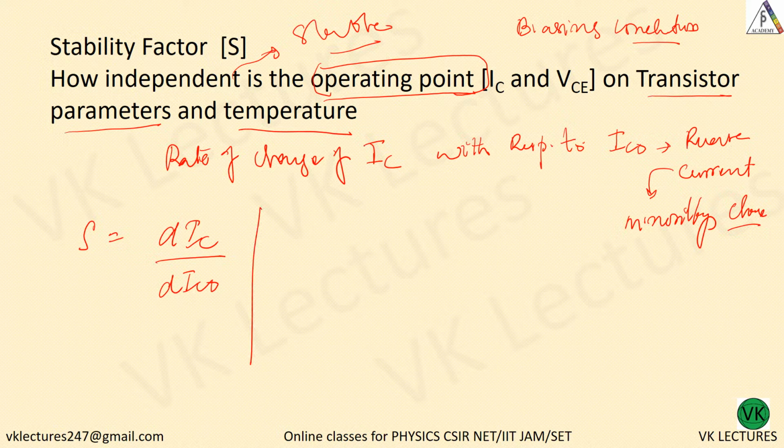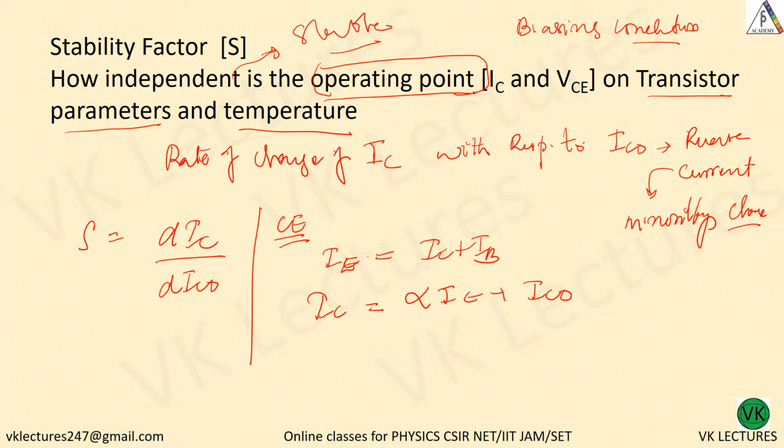Now for a common emitter biasing condition, we have IE equal to IC plus IB, right? And IC we can write as alpha times IE plus IC naught. Alpha is the current amplification factor in common base.